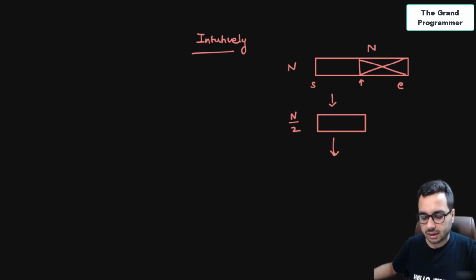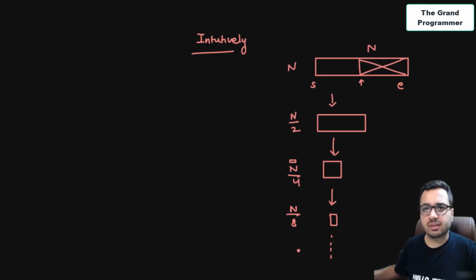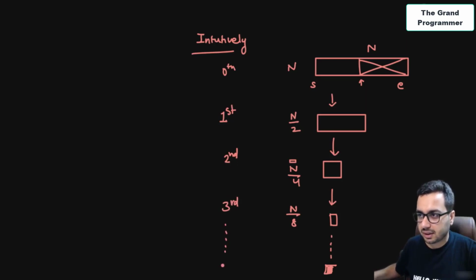From n by 2 we again get an array of size n by 4, okay? Then in the next iteration it would be n by 8, and in the next iteration it would be n by 16. And doing this, after some k iterations, we know this array will contain exactly one element, okay? So this is in the 0th iteration, this is in the first iteration, this is in the second iteration, this is in the third iteration, and in the kth iteration it is equal to n by 2 raised to the power k, okay? And we also know that this is going to be equal to 1.